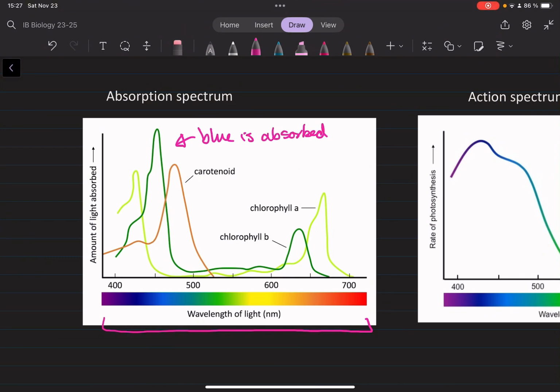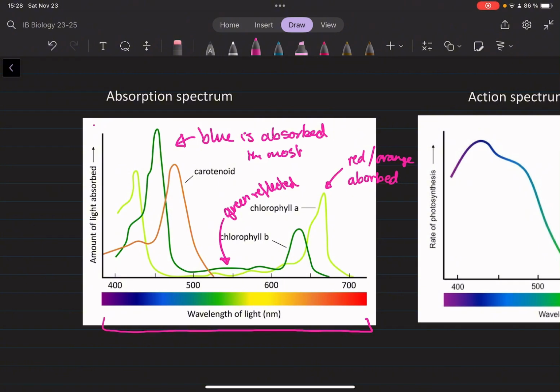And then you've got another peak, which is like the orangey red. And what happens here is you've got another big absorption, so red/orange is absorbed a lot as well. However, green is reflected a lot. Green is reflected a lot compared to blue and red hues.